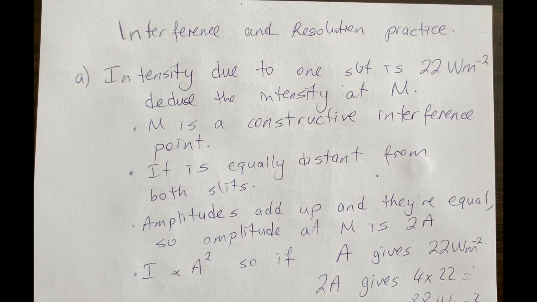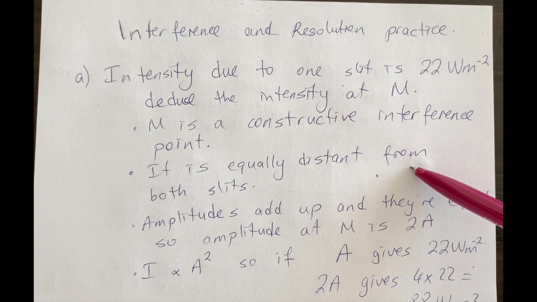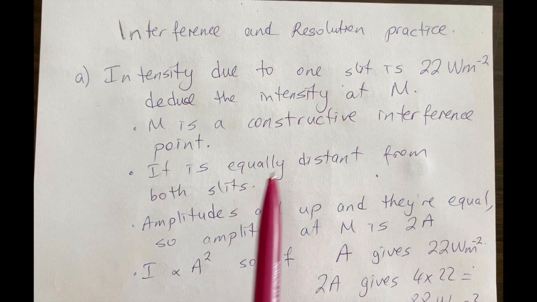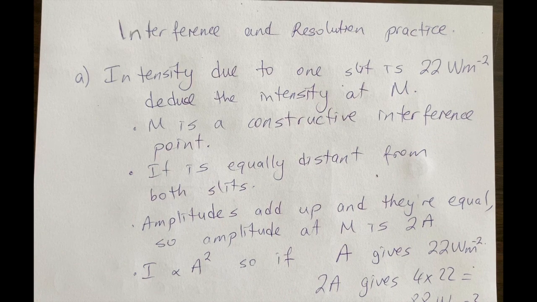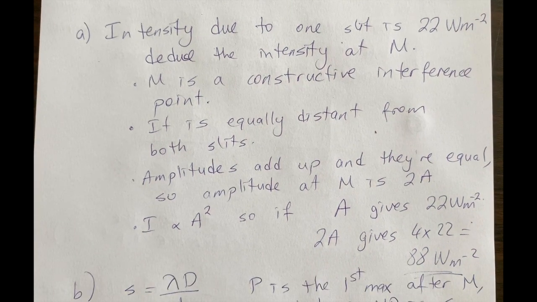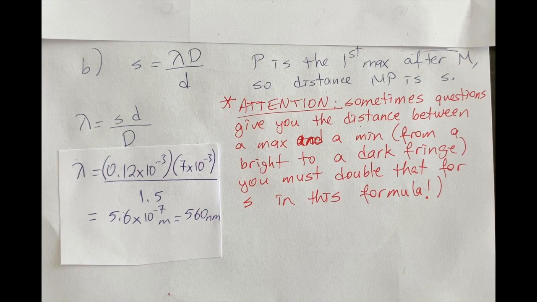M is the midpoint of the screen, so it must be a constructive interference point. It's equally distant from both slits because it is the point right across their midpoint. So amplitudes add up and they are equal due to the equal distance, which means the amplitude at M will be twice the amplitude of one. And we know that intensity is proportional to the square of the amplitude. So if 1A gives 22 watts per meter squared, 2A will give 4 times that, which would be 88 watts per meter squared.